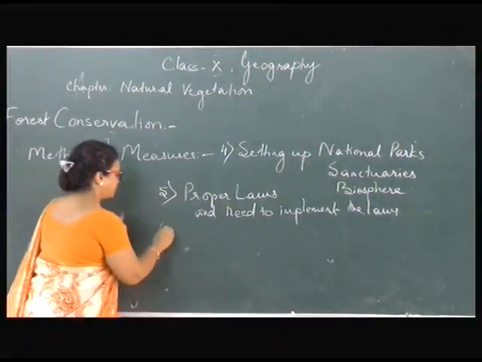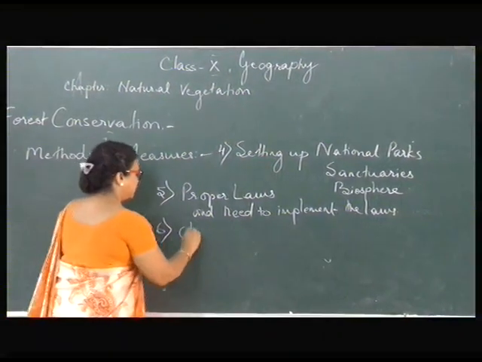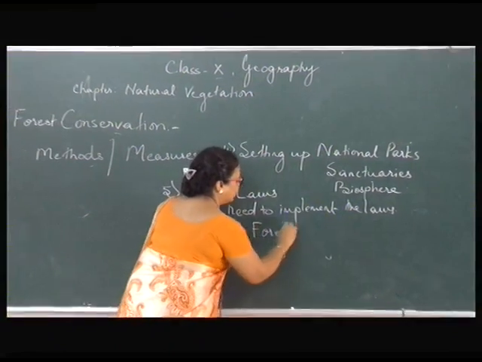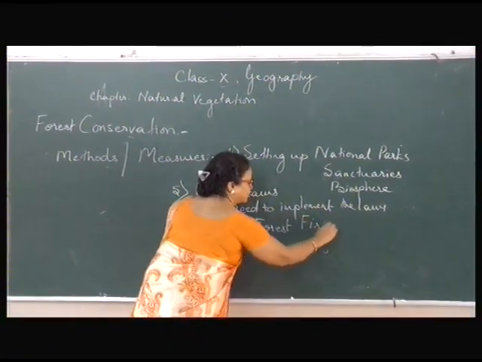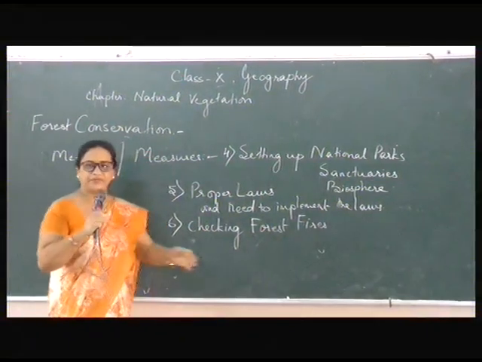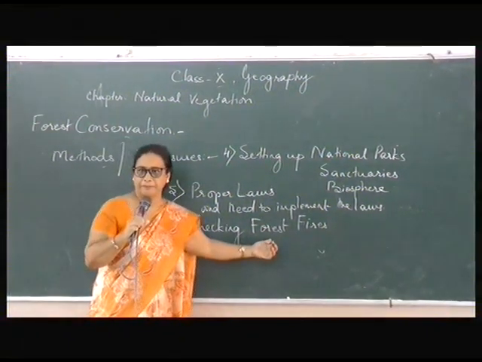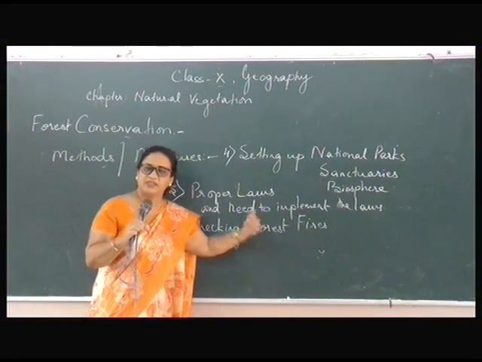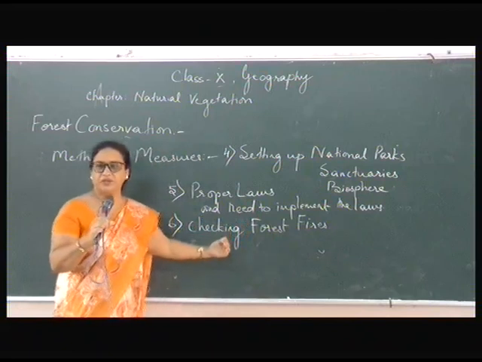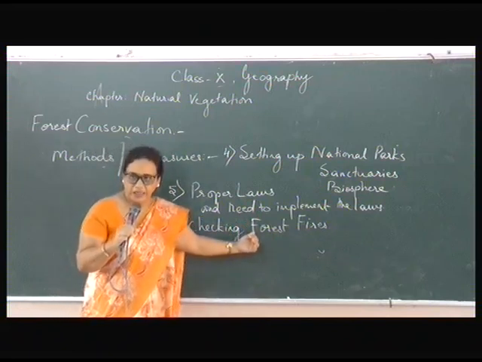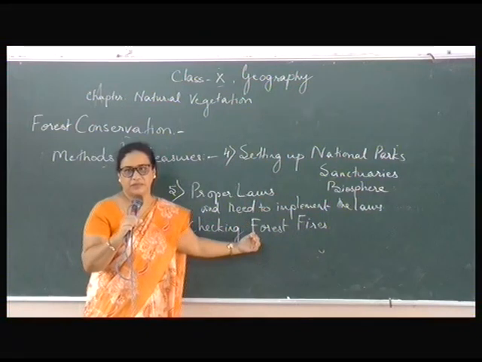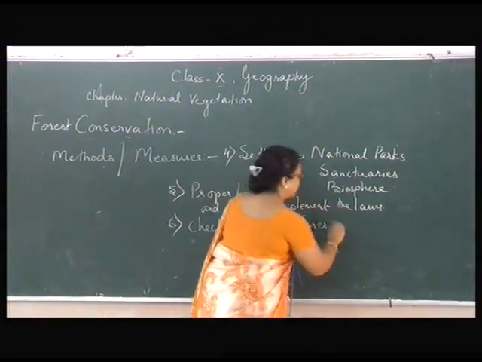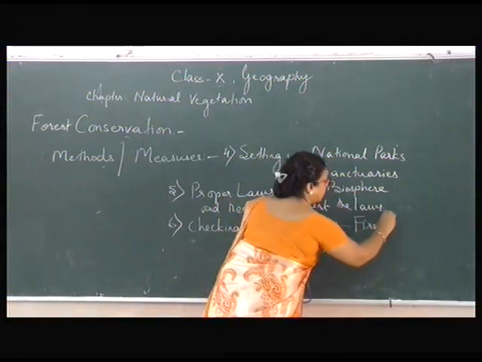Next, checking forest fires. This is also a new point which is not mentioned in the book. But it is a recent development. We are having a lot of forest fires which destroy the animals and the plants. And forest fires sometimes are due to natural causes, but very often they are due to carelessness of human beings. How can we check forest fires? By making sure that in every forest there is a fire line.